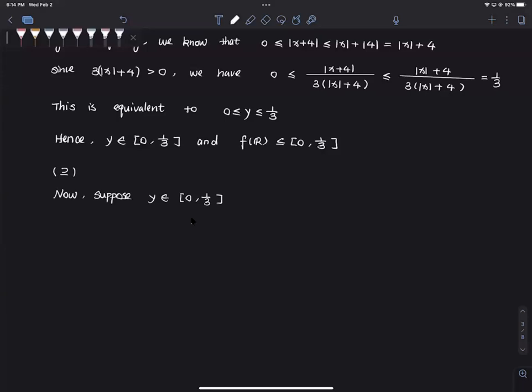Okay, so what we need to show is we need to prove that there exists x in the real numbers such that f of x equals y. So this is what we need to prove. As long as you find your x in the real numbers that satisfies the condition, we know we're done.